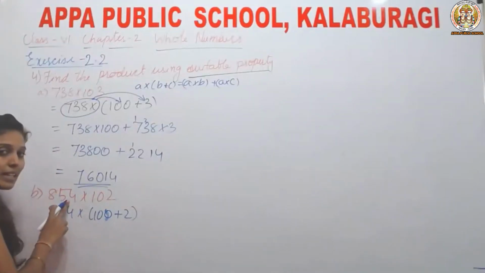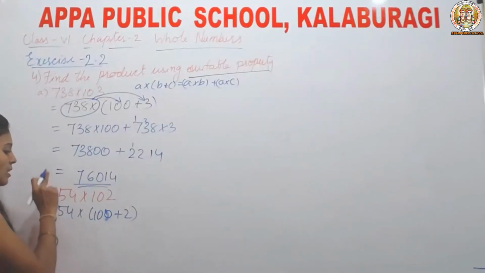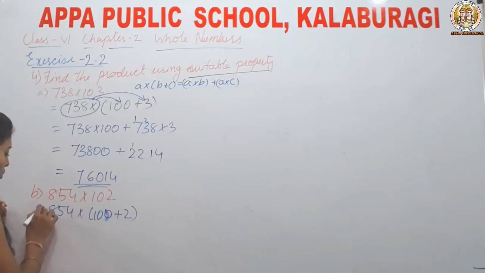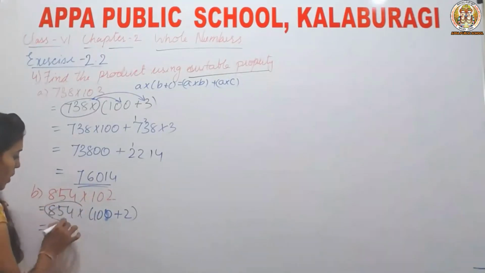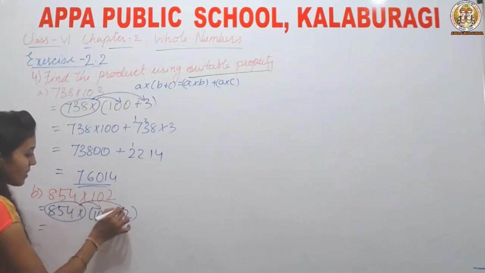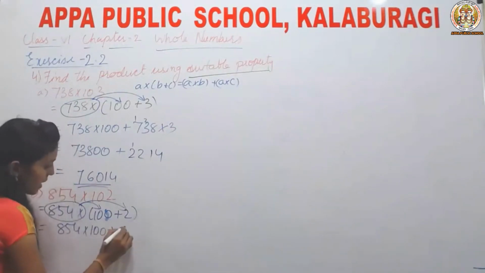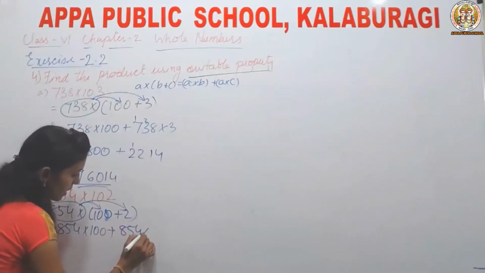But here if I split, I get 3 numbers: 800 plus 50 plus 4. All are little bigger numbers than these. 100 plus 2, only 2 numbers, right? So now, distribute this one to this. So 854 into 100 plus 854 into 2.